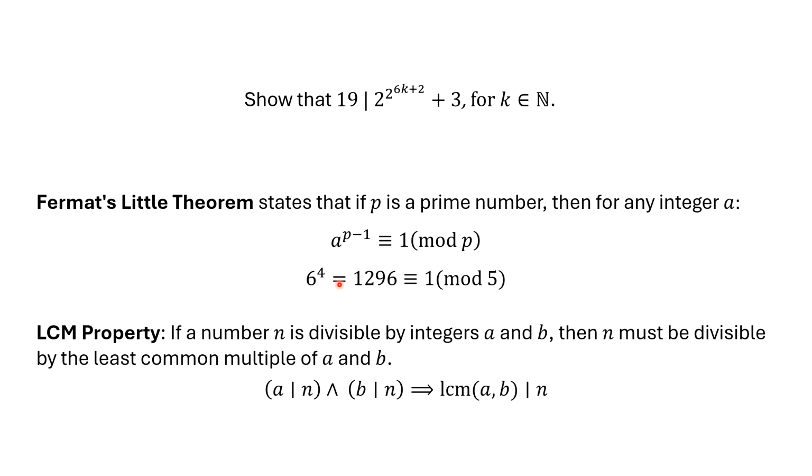And I have an example here. If we took p equals 5 and a equals 6, then we have 6 to the p minus 1, 6 to the 4th equals 1296, and that's congruent to 1 mod 5.